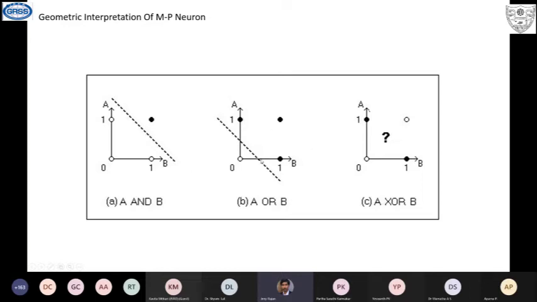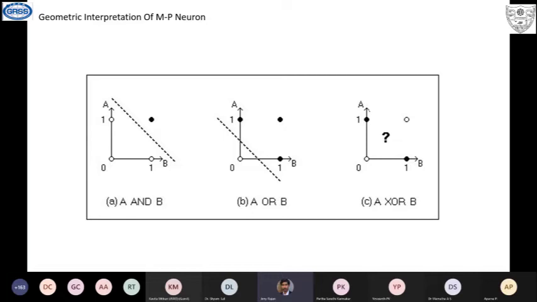In the case of an OR, you will get a 1 if at least one of the inputs is 1, otherwise it will be 0. So you can easily separate it with a line. But in the case of XOR, that is not the case. The output will be 1 when exactly one of the inputs is 1, otherwise 0, right? So the input is not linearly separable, and you will not be able to solve this problem using the McCulloch and Pitts model. So these are the drawbacks of the MP model.